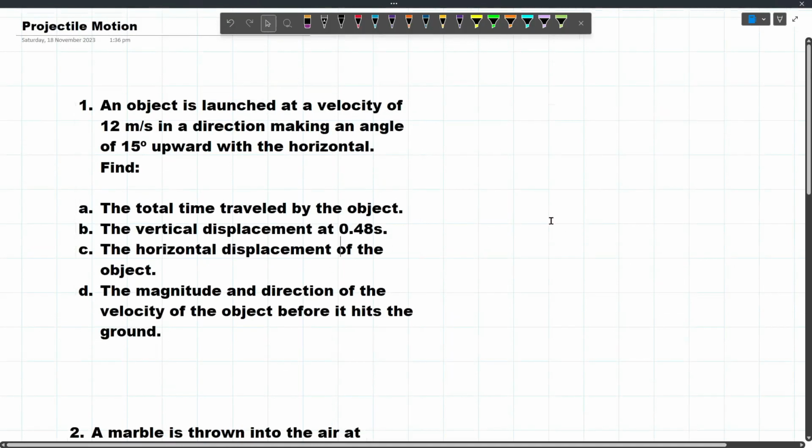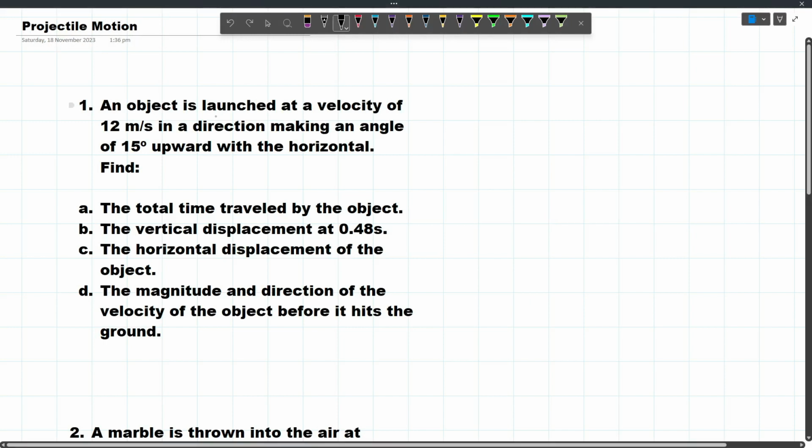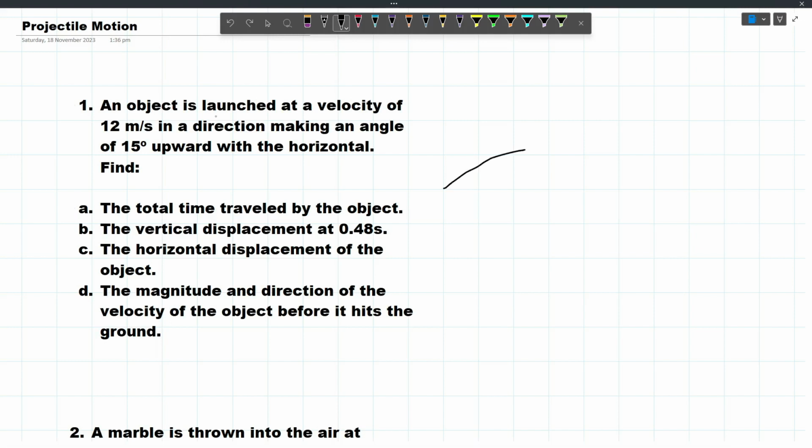Sa atong video karon, let's try to discuss these problems. Now, kani siya nga problems involves projectile motion na because ang atong object is launched at a velocity of 12 meter per second in a direction making an angle of 15 degrees upward with the horizontal. So meaning ana ang atong motion ingani na ang forma. Parabolic na siya nga motion.